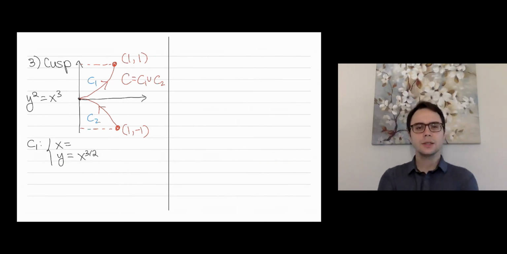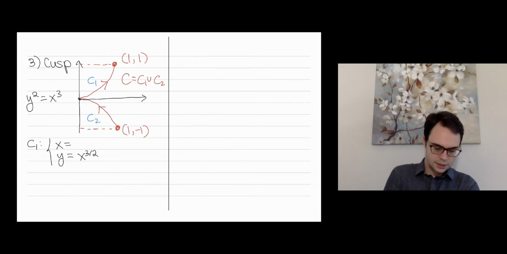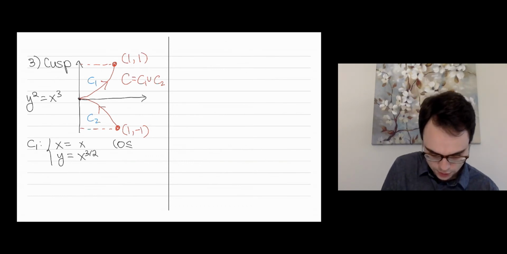All right, so I already have y in terms of x, so I can just say that x is itself, and there I have my parameterization. So on C1, x ranges between 0 and 1.